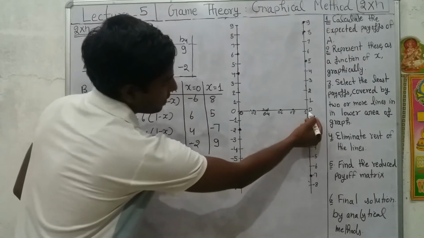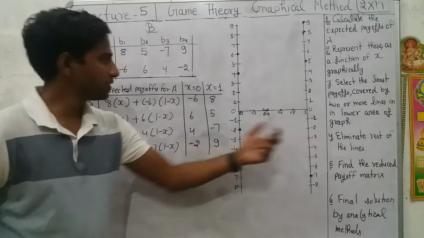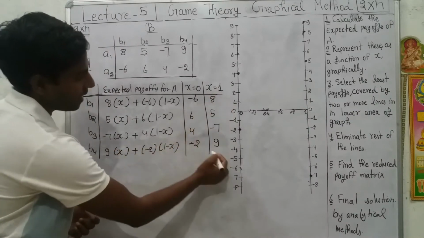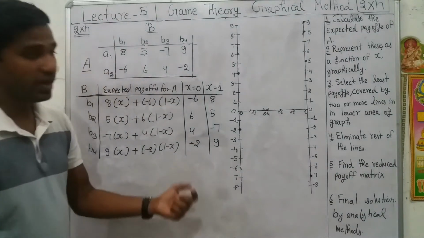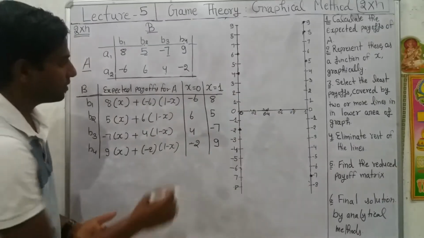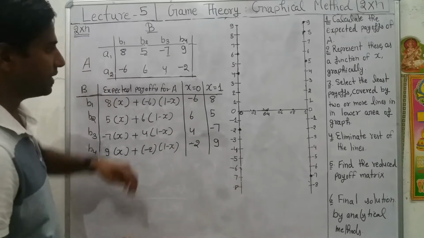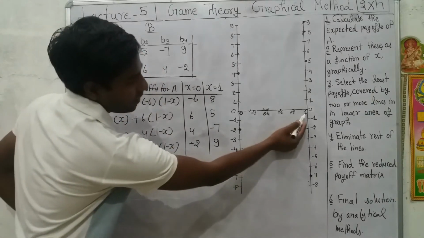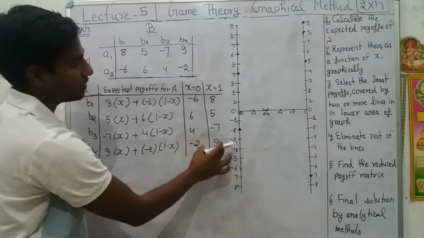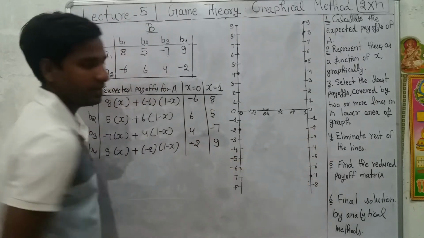This line represents those payoffs when x is equal to 1. When x is equal to 1, these payoffs are represented by this line. And when x is equal to 0, that is this point, the payoffs would be represented on this line. So you must keep in mind that the value of x is equal to 1 here. So this line would represent all the payoffs when x is equal to 1. So 8, 5, minus 7, 9 would be represented on this line.